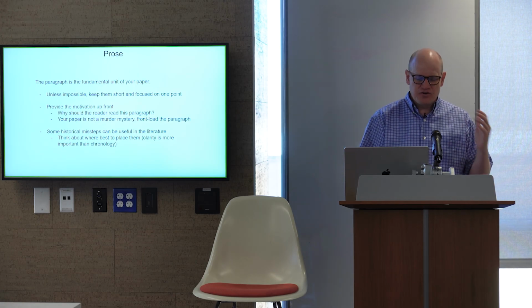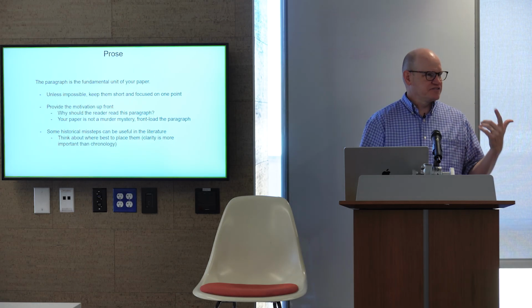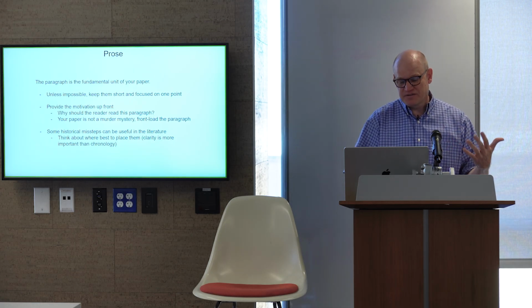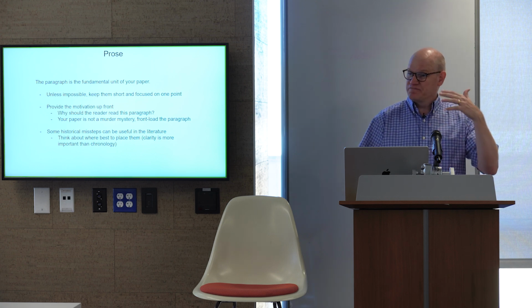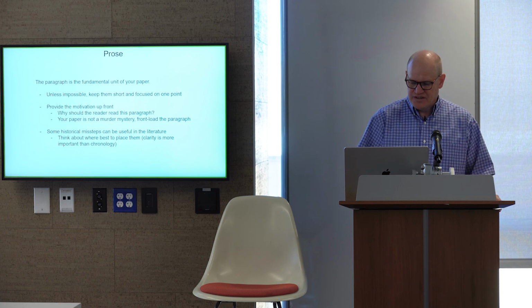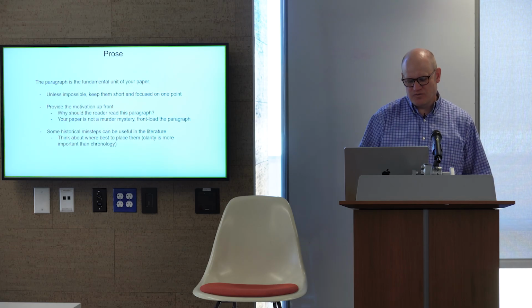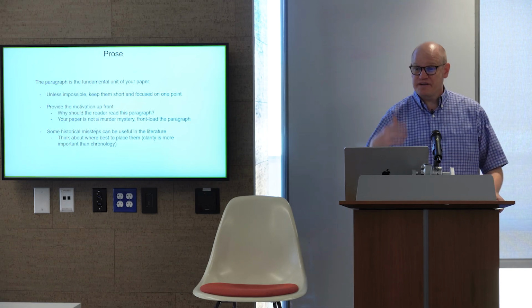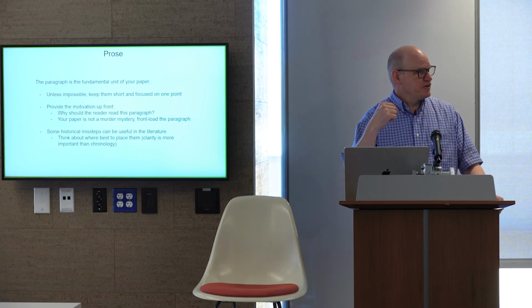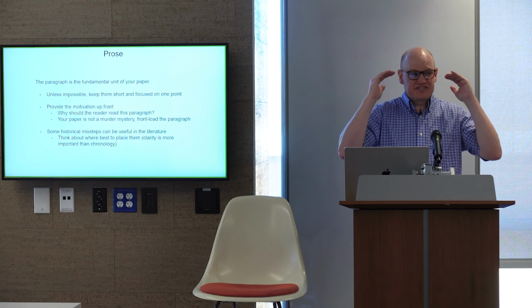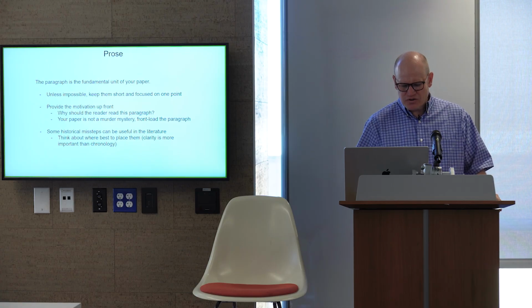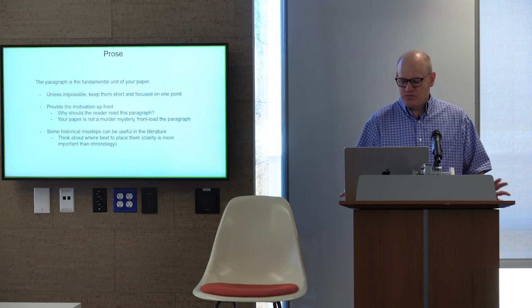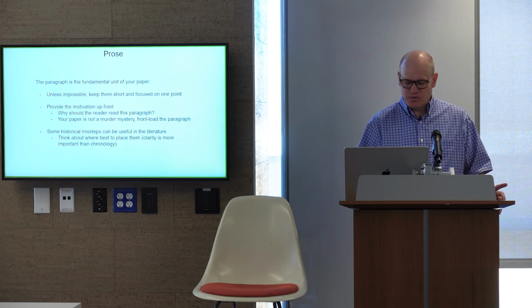Because otherwise, if they don't know why they're reading the paragraph, they're going to start thinking about something else, and they may miss something that is very important to you because it wasn't important enough to you to motivate upfront why they're reading it. Your paper is not a memoir, and it's not a murder mystery either. You don't want to say, oh, and this clue showed up here. You want to tell people upfront, here's what you're getting out of this. It is true that some historical missteps can be useful in the literature, but you want to be careful about where you place them, because clarity is more important than chronology.